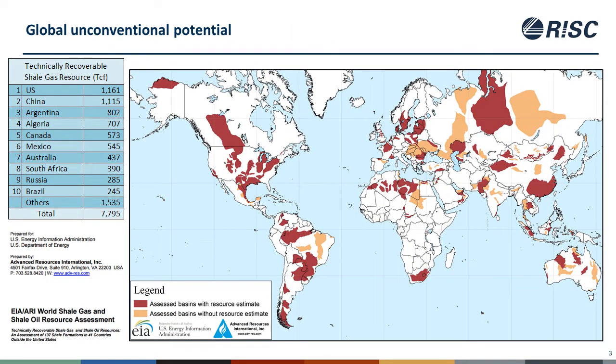This map, courtesy of the EIA, provides us with a useful starting point to discuss global unconventional opportunities. Of course, we can recognise there is a phenomenal amount of unconventional potential outside of North America. However, during this period of sustained lower oil prices, the development of unconventional plays outside of North America is undoubtedly challenging.